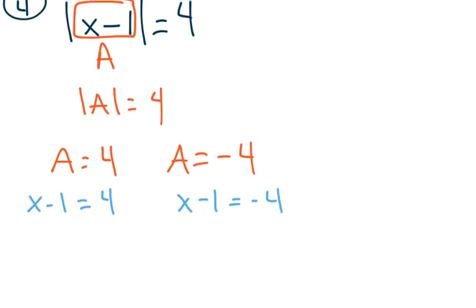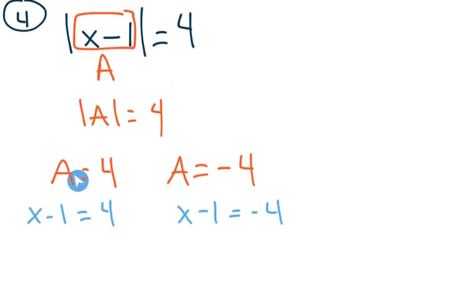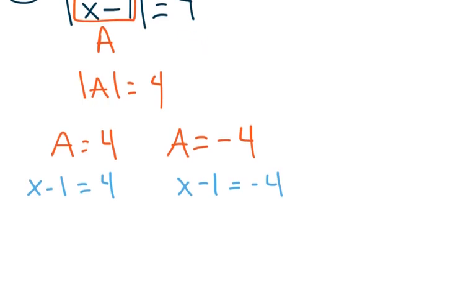Okay, so really what we're doing, and if this whole thing doesn't make a whole lot of sense, just go from the top line down to the bottom line. We want the inside to either be equal to 4 or equal to -4, because if x minus 1 is equal to 4, then the absolute value of 4 is 4. And if this was equal to -4, the absolute value of -4 is equal to +4. So we have our two solutions. We will have two answers here for problem number 4.